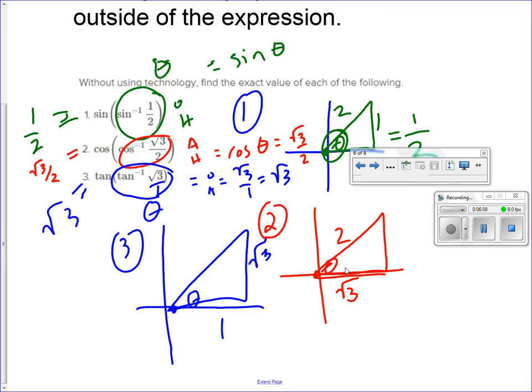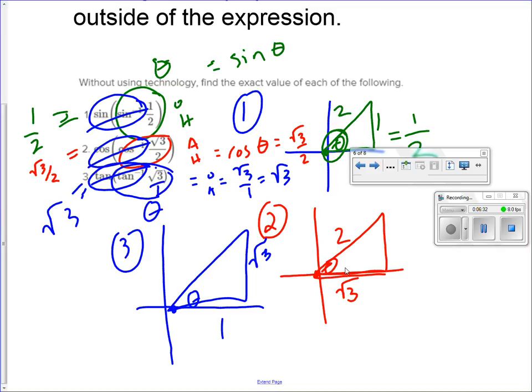And I hope you've noticed, each time the answer was the number that was inside the function. That's because inverses cancel each other out. Sine and inverse sine cancel each other out, so the answer is 1/2. Cosine and inverse cosine cancel each other out, so the answer is radical 3 over 2. Tangent and inverse tangent cancel each other out, so the answer is radical 3.